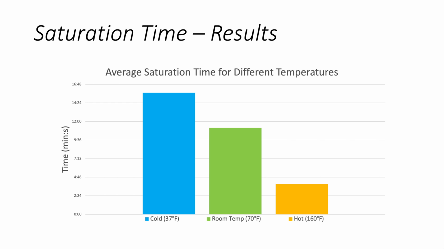These are the results from the previous slide, but in bar graph form, so it can be easier to compare. As expected, as the temperature increases, the time it takes for the cereal to become soggy decreases, so milk diffuses more quickly, and we'll see that.